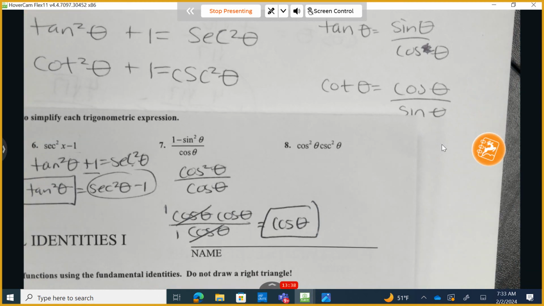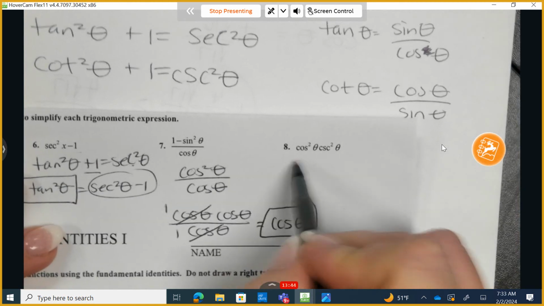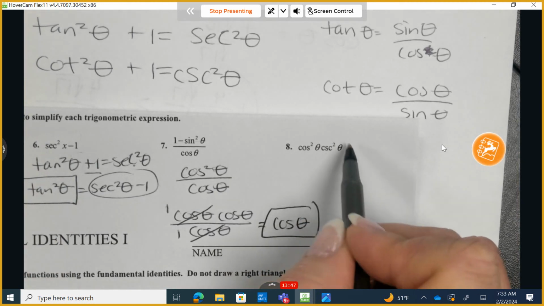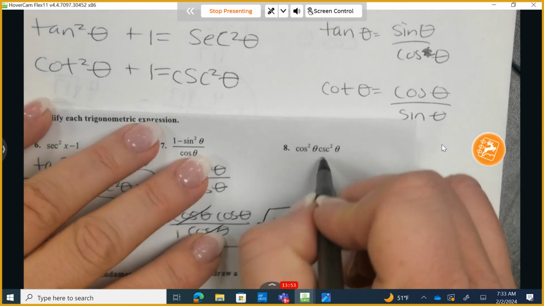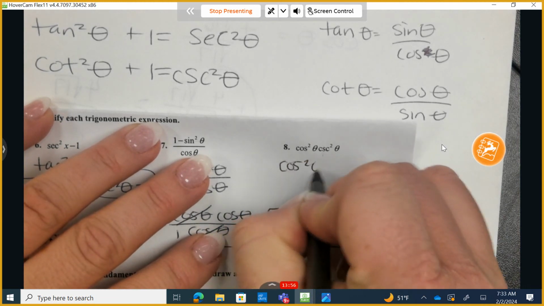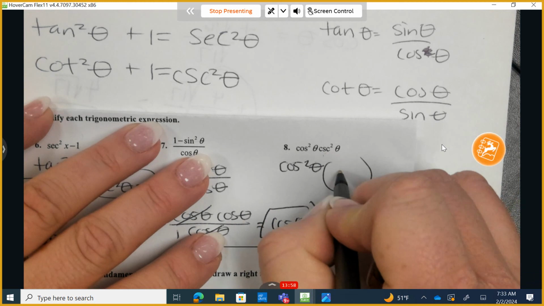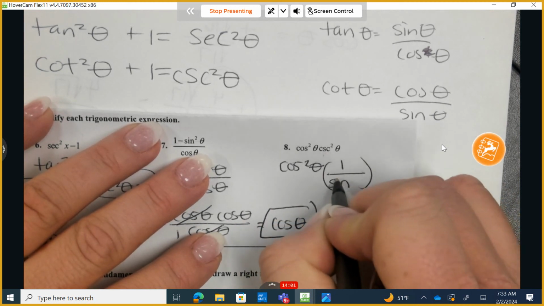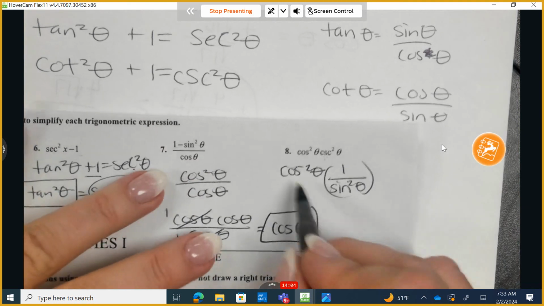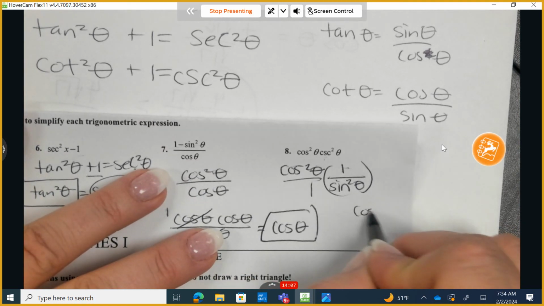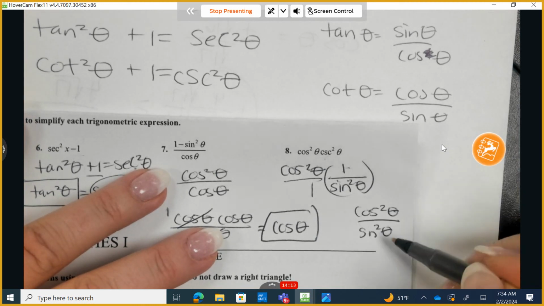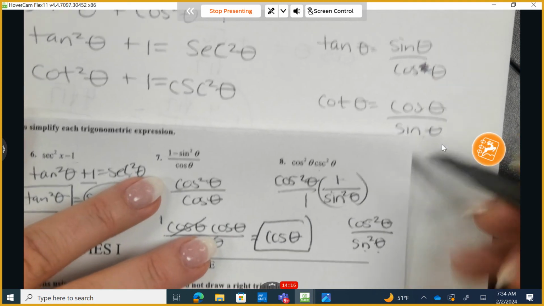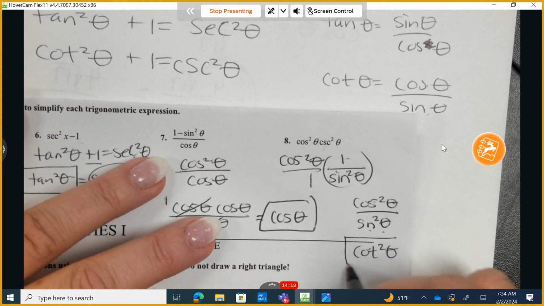Okay, let's go on to our last one. All right, so I'm thinking, what can I do here? Well, I know that cosecant is a secondary trig function. It's actually the reciprocal of sine. So I'm going to rewrite this as cosine squared theta, and then cosecant is 1 over sine, in this case, 1 over sine squared theta. When I multiply, I get cosine squared theta over sine squared theta. And what is cosine squared theta over sine squared? Well, cosine over sine is cotangent. So this is cotangent squared theta.